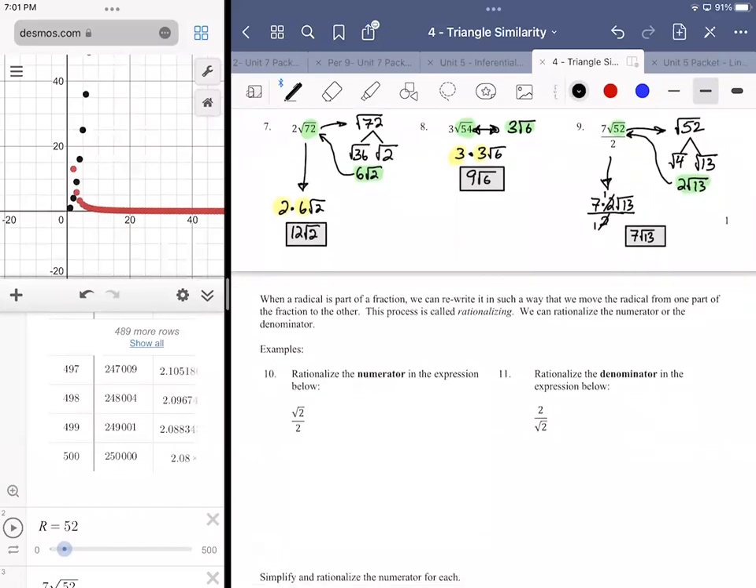So, before we take the break, let's just do 10 and 11 because they're pretty quick. If you have a radical in one part of a fraction, you could move it to the other part of the fraction through a process called rationalizing. Right? So what we do is we multiply the top and bottom by the radical you want to get rid of.